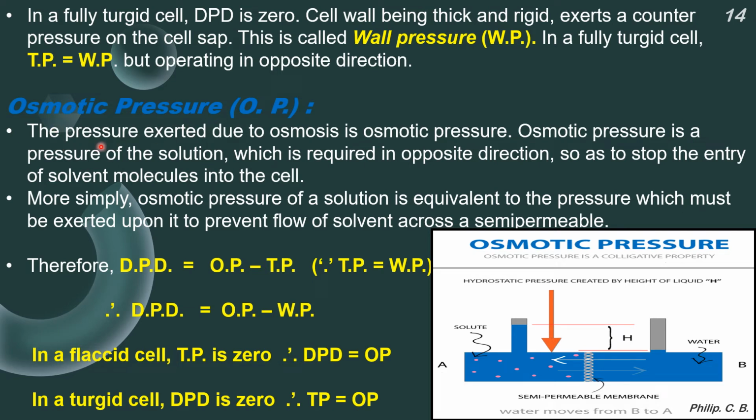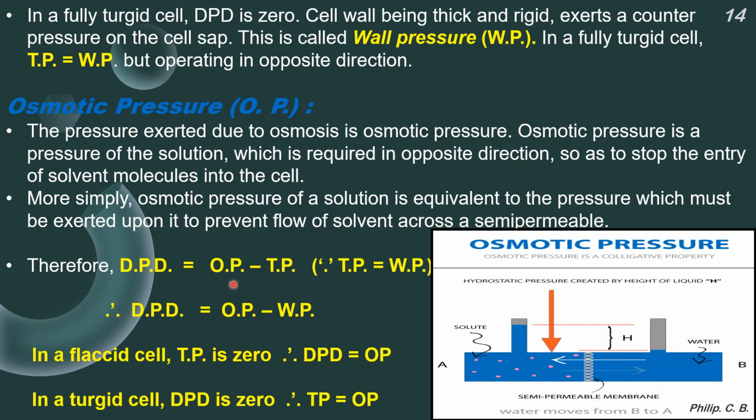Further, osmotic pressure. The pressure exerted due to osmosis is osmotic pressure. So osmotic pressure is a pressure of the solution which is required in the opposite direction, so as to stop the entry of solvent molecules into these cells. So as you know, usually the water molecules move from the lower concentration, the weaker solution, to the stronger solution, not vice versa. More simply, osmotic pressure of a solution is equivalent to the pressure which must be exerted upon it to prevent flow of solvent across a semi-permeable membrane.